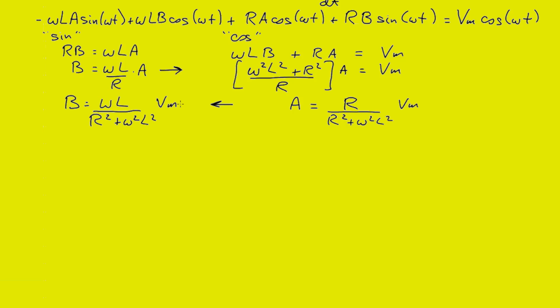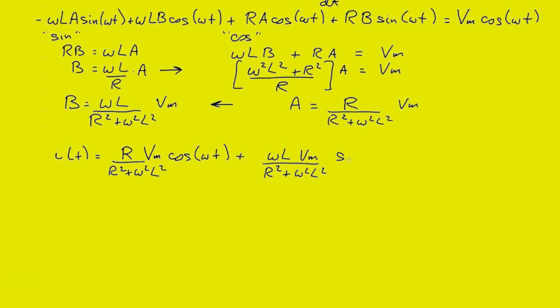With those two factors, we can now substitute them back into our original equation and write that our current as a function of time is equal to, I won't use the word simply here because it's definitely anything but simple. Substituting for A, I'll have R over R squared plus omega squared L squared cosine omega t plus B sine, where B is omega L. Forgot the Vm back here. See how non-trivial this is. Omega L Vm over R squared plus omega squared L squared times the sine of omega t.